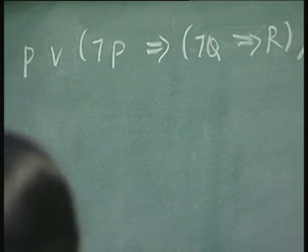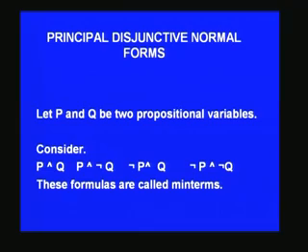Now, we will consider principal disjunctive normal forms. Let us take two propositional variables P and Q. Now, consider the terms P and Q, or P and not Q, or not P and Q, or not P and not Q. They are called min terms. There are 4 min terms here.